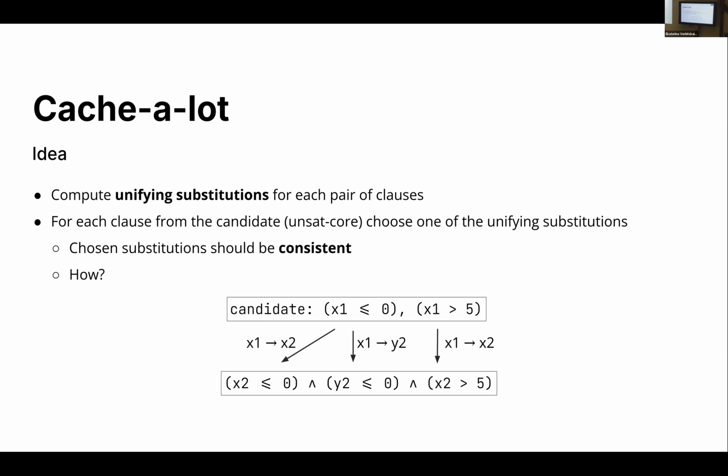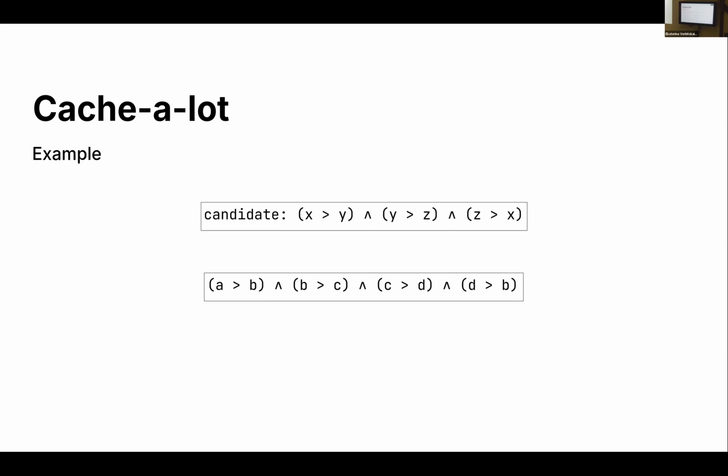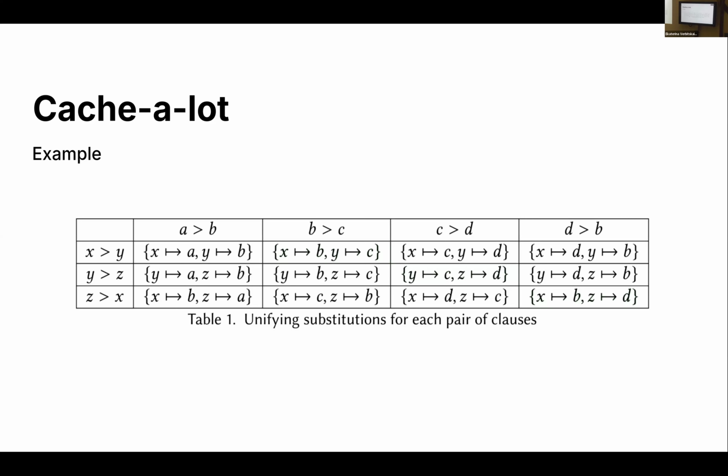And how to do this efficiently? It seems like not so easy an operation. Let's look at a more interesting example. Here we have a candidate that compares variables like a cycle, and a formula that does the same, but we also add one more clause that compares just two random variables.